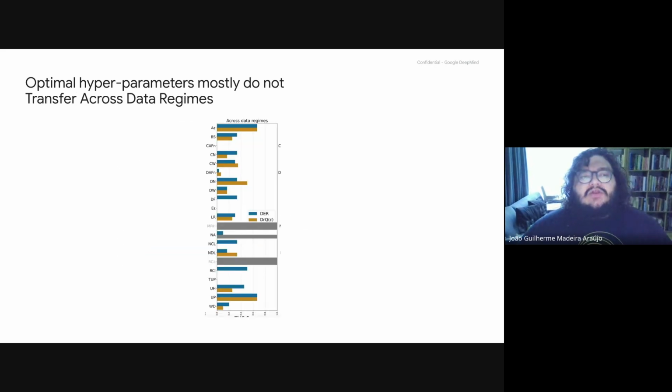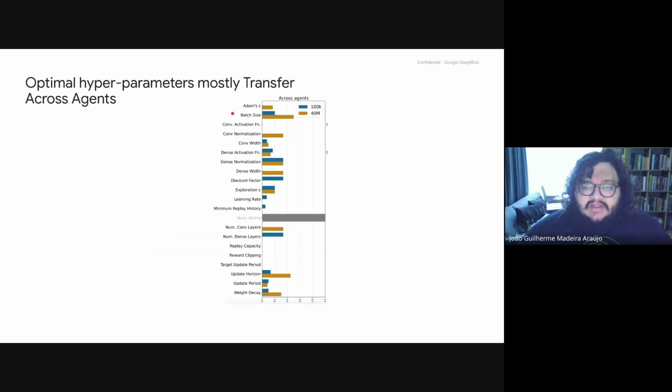Okay, now for another setting, optimal hyperparameters mostly do not transfer across data regimes. And here we say that because we have more values that are above 0.4, and because we have fewer values that are 0. And so the transfer here is quite worse than the one we saw here.